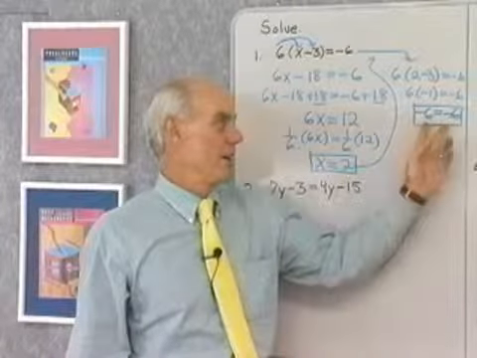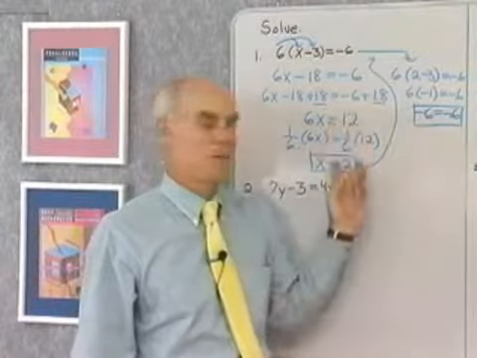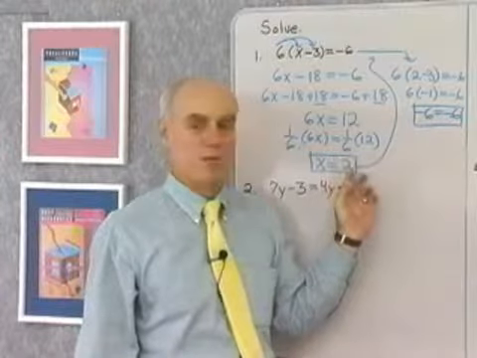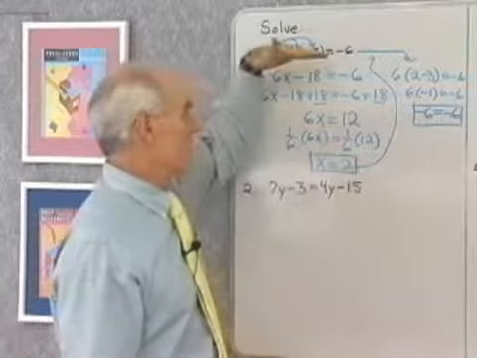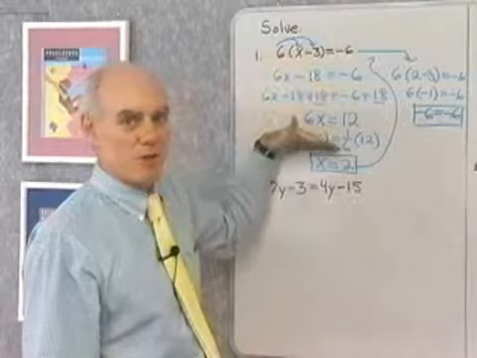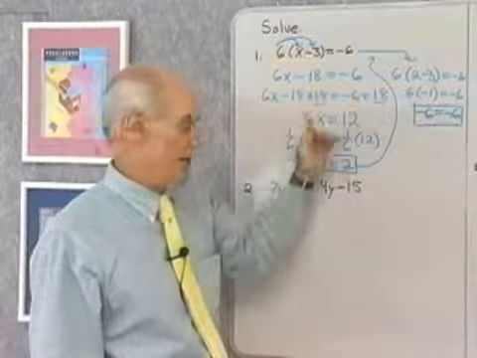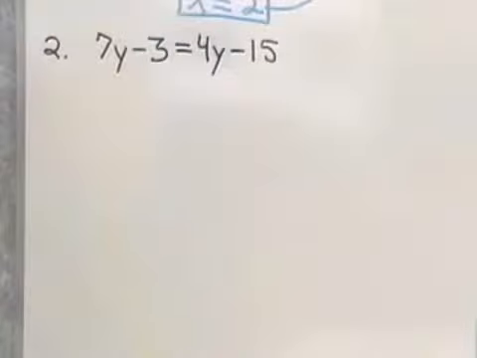If I found out that I got a false statement right here, I would go back and check my work to see where I'd made a mistake and gotten the wrong solution. Simplify each side first, addition property, multiplication property, there's your solution. Check it. Here's our next problem.